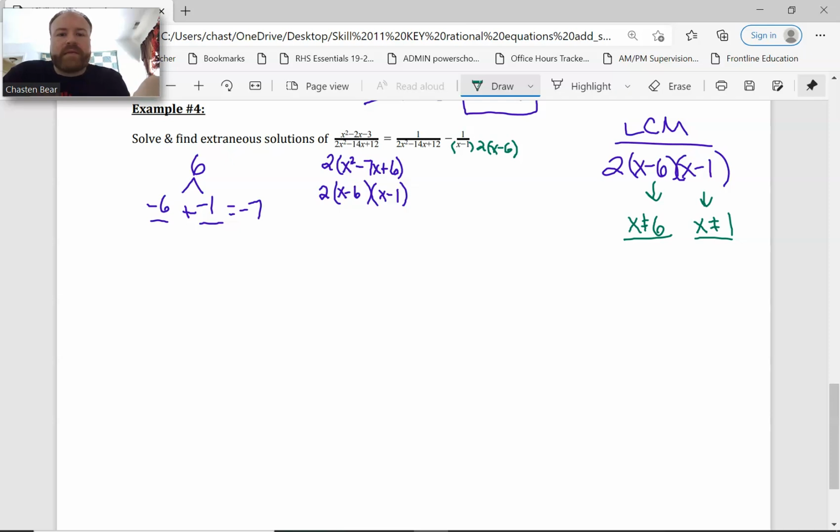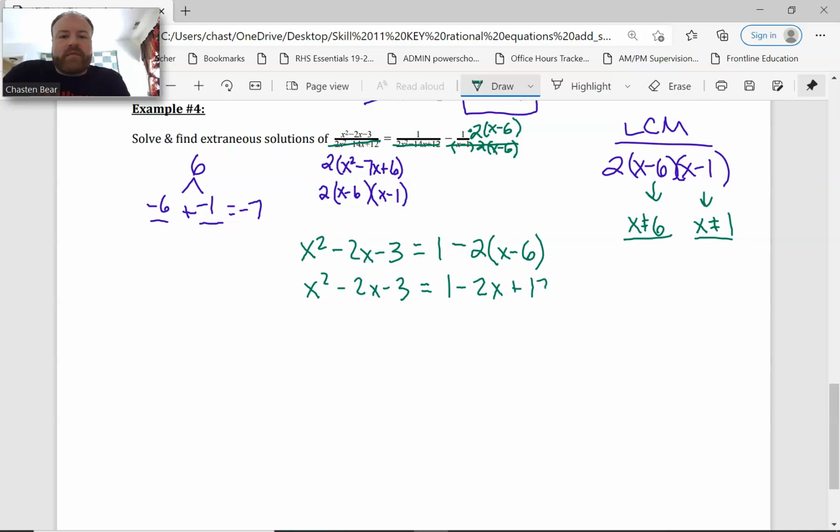Oh, let me make that look a little better. All right, so now my denominators are all the same. So I'm going to rewrite my equation of numerators. So x squared minus 2x minus 3 equals 1 minus 1 times 2 is 2, parentheses x minus 6. X squared minus 2x minus 3 equals 1 minus 2x plus 12. Distributing that negative 2. That's how I got that.